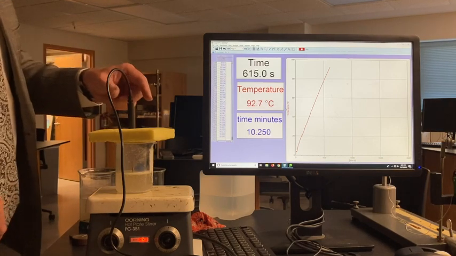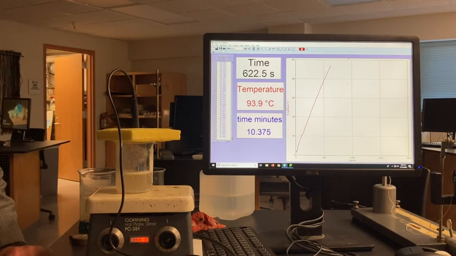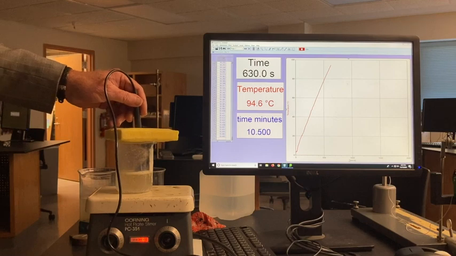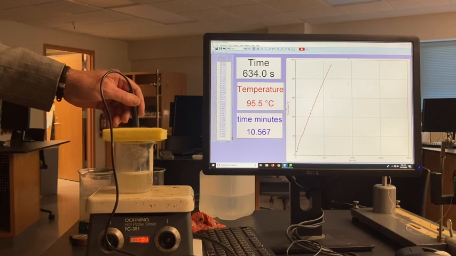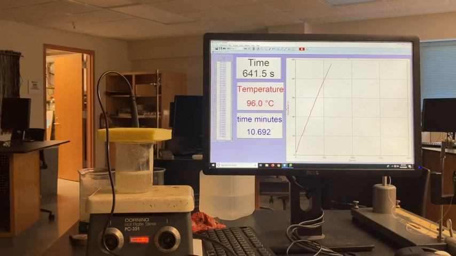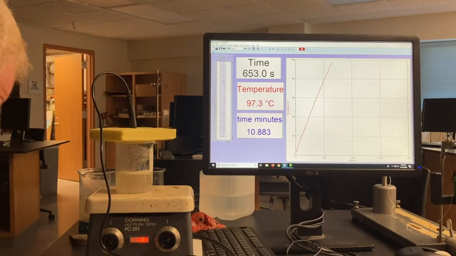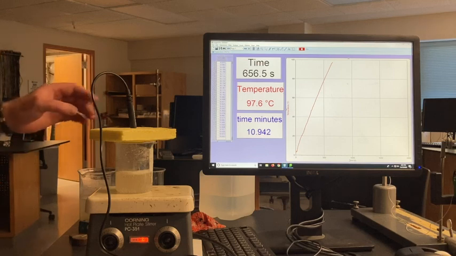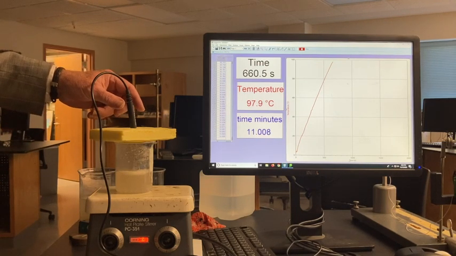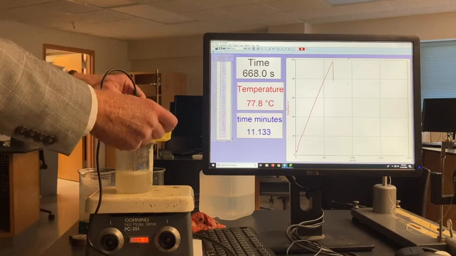All right, we took a little break there. We're getting close to boiling. Close. All right, when it starts to actually boil, I'm going to get something going for you here. Okay, I would say it's now boiling at 11 minutes, 11 minutes and 10 seconds. Temperature of 97 degrees we had.